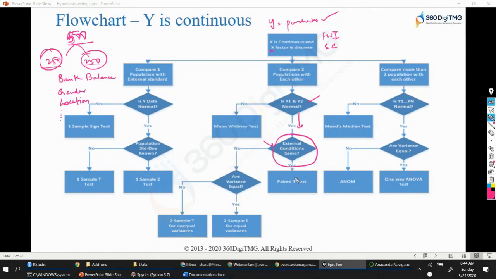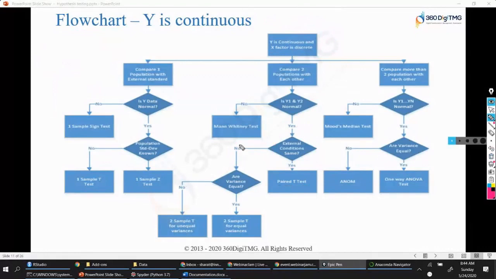We will see. If the conditions are same, what should we do? Right? It's called as paired t-test. It's very easy. We'll do this after the example. So here, the external conditions are not same. Now, if the external conditions are not same, then we verify the variance test. We'll understand why we need to look at variances. Probably the later part of the sessions we'll understand that as well.